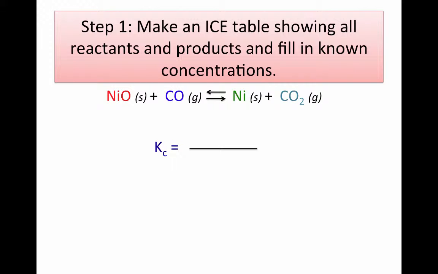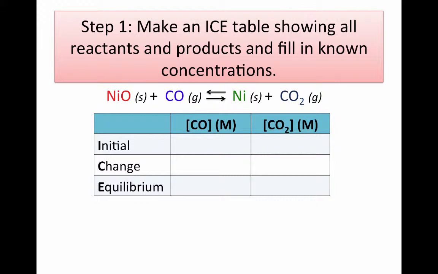And if you look over at our reactants, we also have a solid in our reactants. So our equilibrium constant is actually just going to look like this. It's just going to be the concentration of CO2 divided by the concentration of carbon monoxide. So when we make our ice table, we're just going to look at those two. We don't really care about the other concentrations because they are constant. We're going to fill in the known concentrations now, okay?